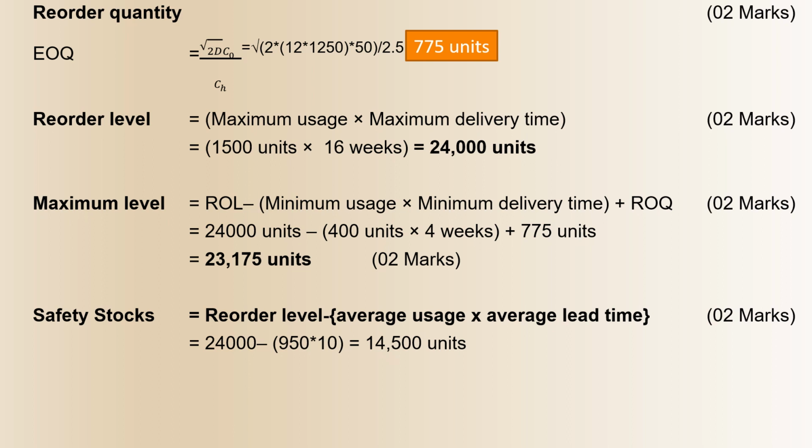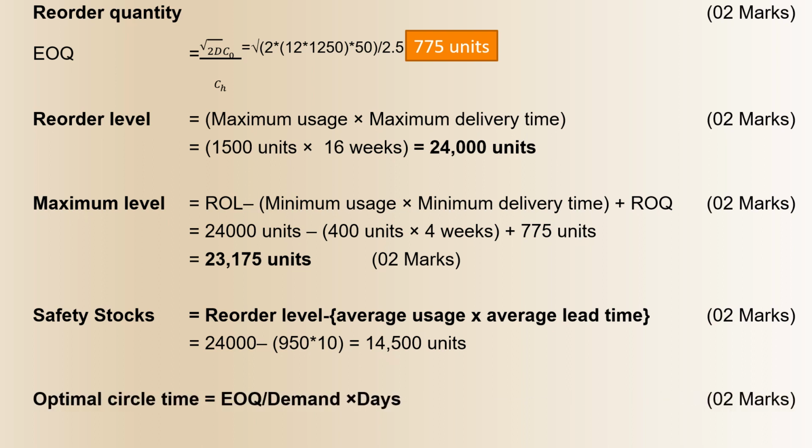Now after calculating these stock levels, we are going to calculate the optimum cycle time. That is the EOQ divided by the annual demand and multiplied by the number of days. Normally here we are going to use the production days. It can be 366 or 365 depending on the year. If it's a leap year, we are going to use 366.